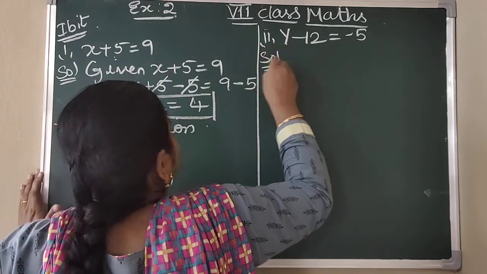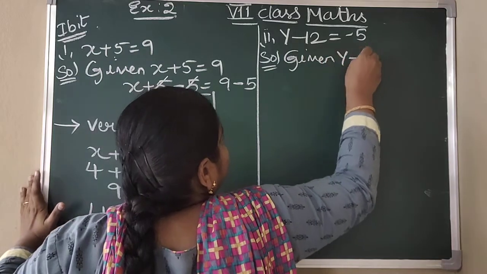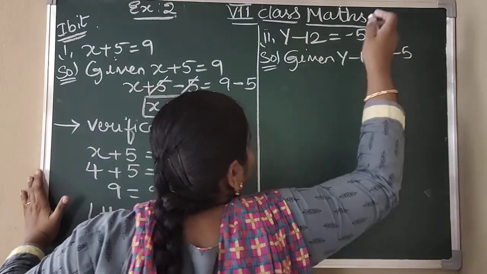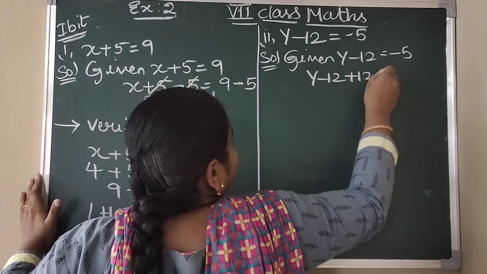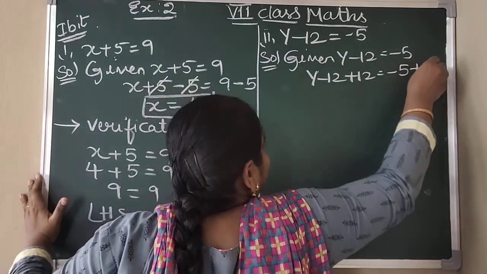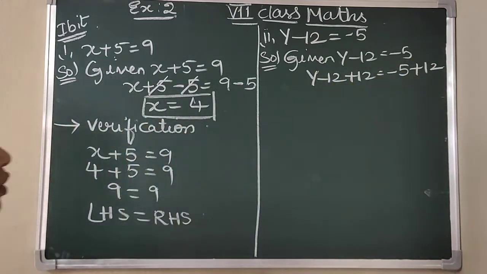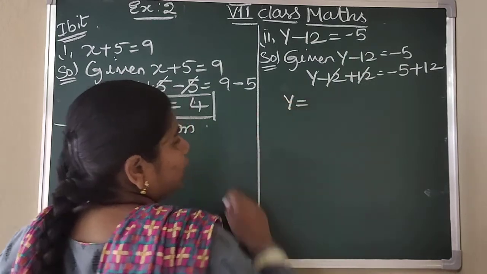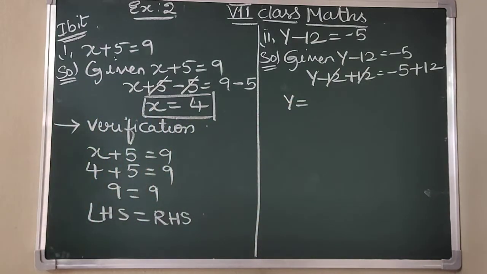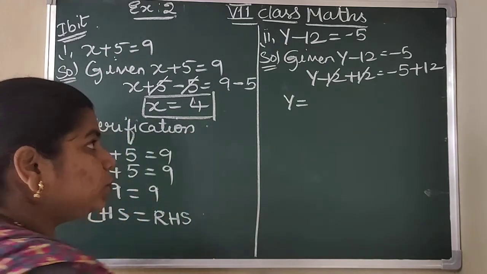So solution. Given y minus 12 is equal to minus 5. So y minus 12 plus 12 is equal to minus 5 plus 12. Plus 12 I have added on both the sides. So plus 12 minus 12 will get cancelled. So the y value will be minus 5 plus 12. How much is minus 5 plus 12? It will be equal to 7.